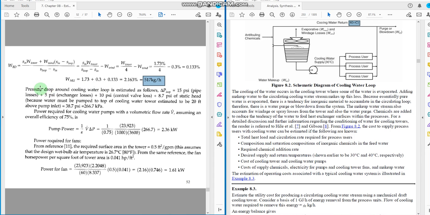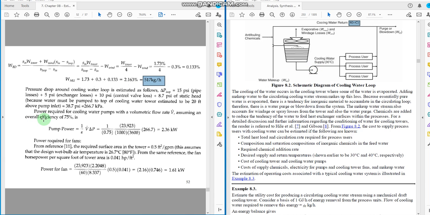Now the next part here, we have to calculate the power requirements and how much energy is being utilized by this fan and how much energy is utilized by this pump here. Okay, so we have to estimate what the piping section is here and how much the pressure loss is in this piping section, and then how much energy is required to overcome that pressure.